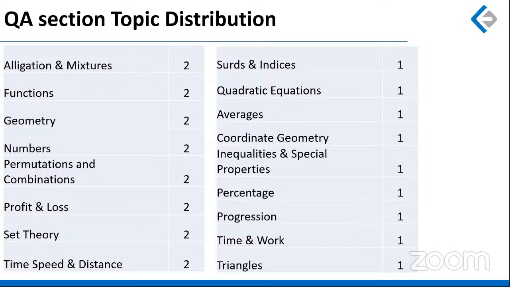And single questions from the remaining 9: surds and indices, quadratic equations, averages was there luckily this time, coordinate geometry 1, inequalities, percentage, progression, time and work, and triangles. So this was a fairly spread out paper.